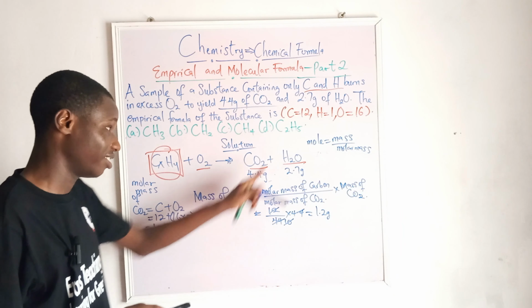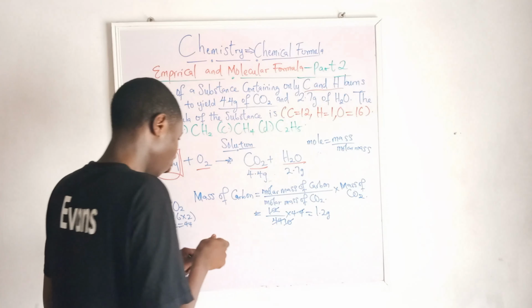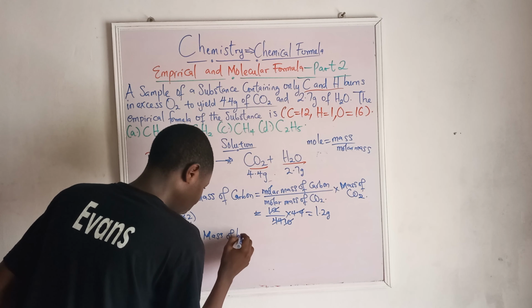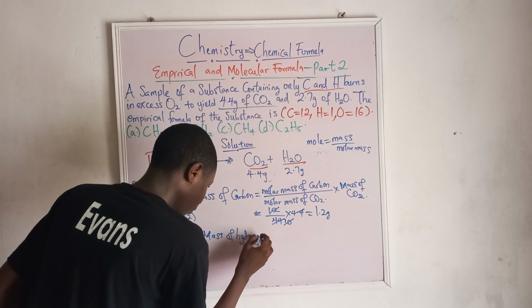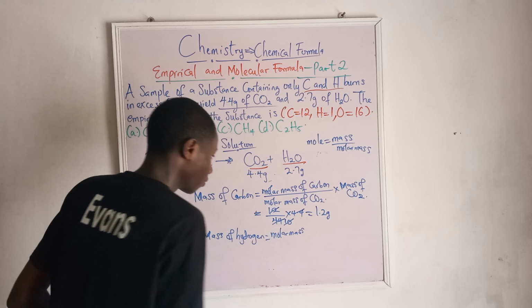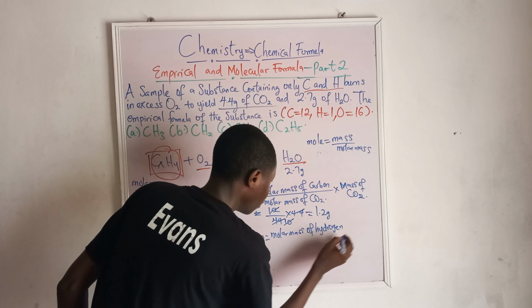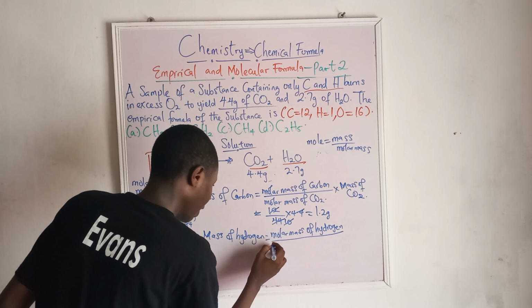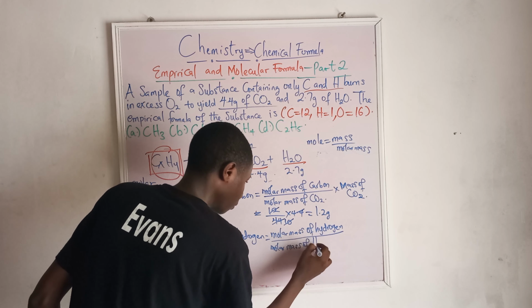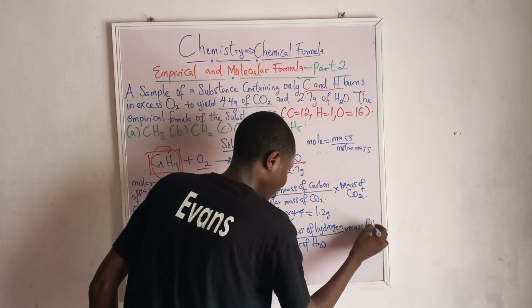The next thing we want to know is the mass of hydrogen in water. So the same formula that we used, we are going to use it again. Mass of hydrogen is equal to what? Molar mass of hydrogen over molar mass of water times mass of water. So that's how to get it.